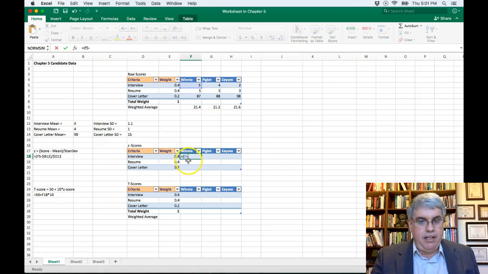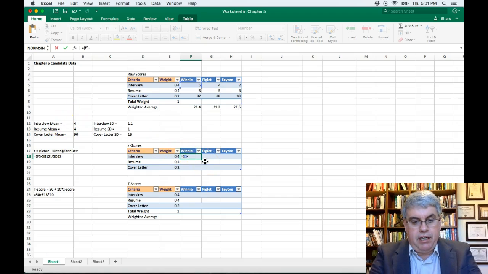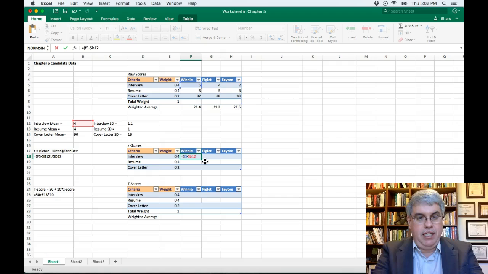Well, I want to automatically calculate for the resume, which means go down one line to 13, and for the cover letter, down one line to 14. So I don't want to put a dollar sign in front of 12, but when I calculate for Piglet and Eeyore, I want it to stay on the B. So I will put $B12, so it'll always stay in the B column, but it will change from row 12, 13, and 14, depending on what I want it to be.